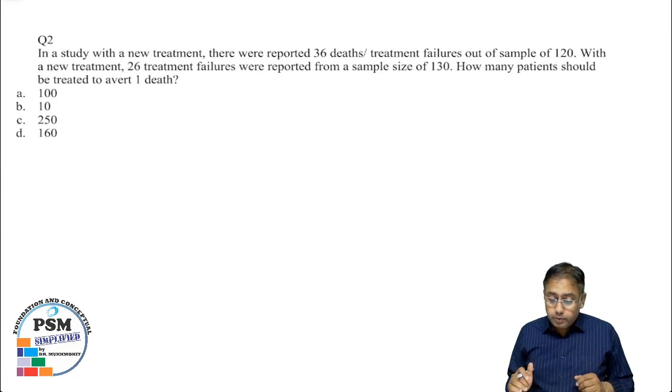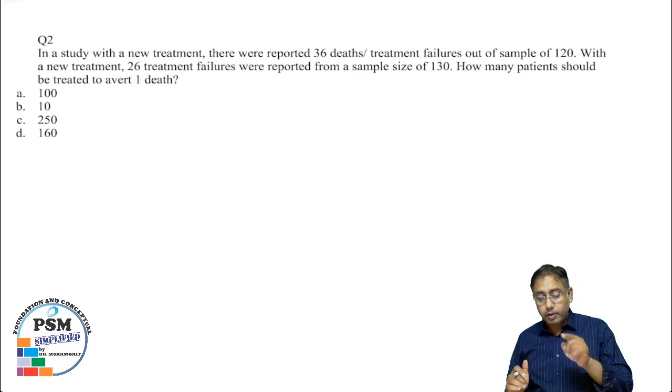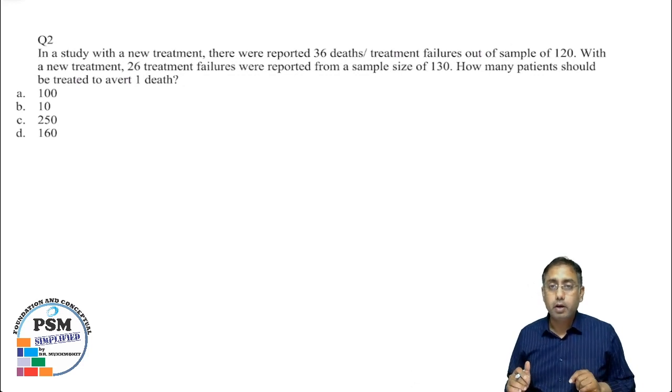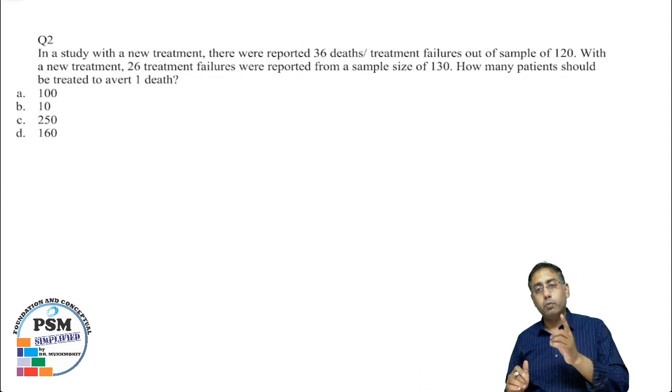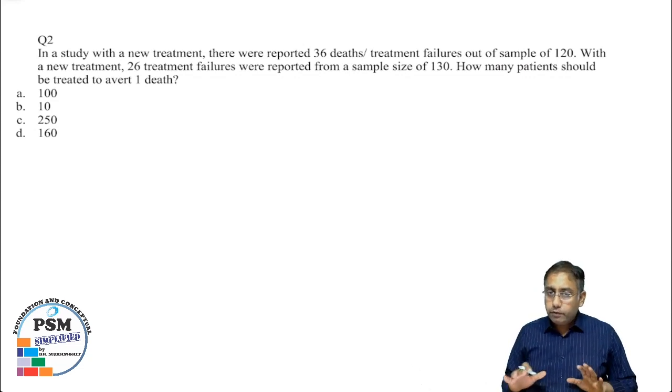In a study with the old treatment, 36 deaths or treatment failures were reported out of a sample of 120. With a new treatment, 26 failures were reported from a sample size of 130. How many patients should be treated to avert one death? Many of you got confused in this. There is nothing to get confused.